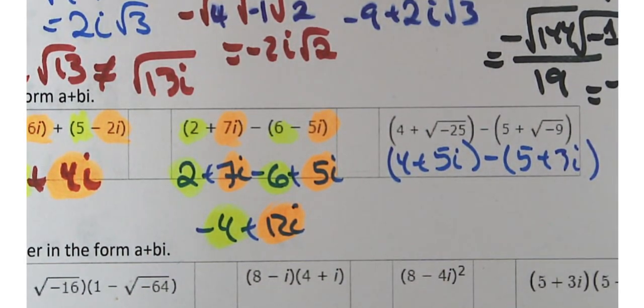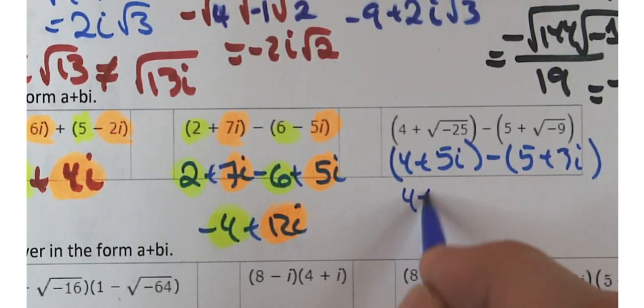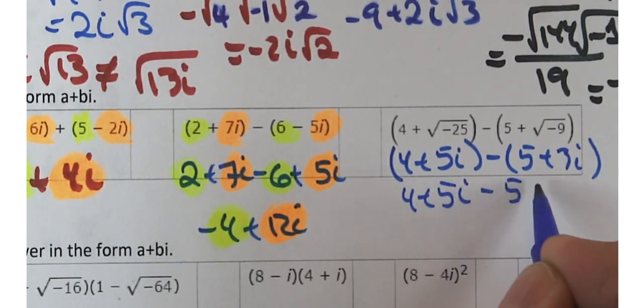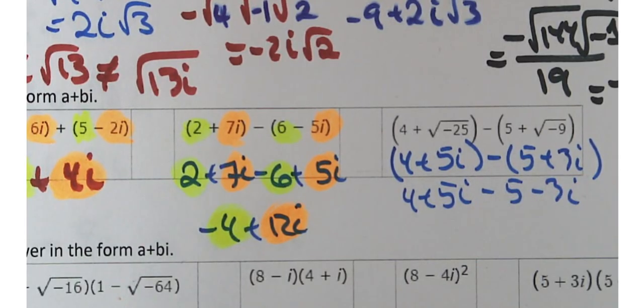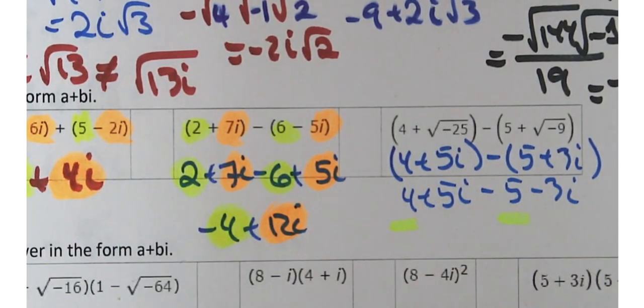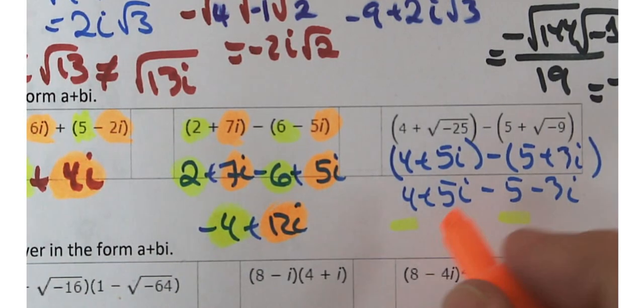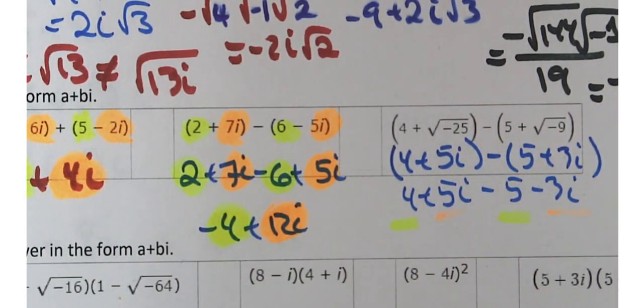Now let's distribute that negative. So it's going to be 4 plus 5i minus 5 minus 3i. So notice that it changed the sign on both of those terms. And now it's just a matter of combining like terms. We've got 4 minus 5, and you've got a 5 minus 3.